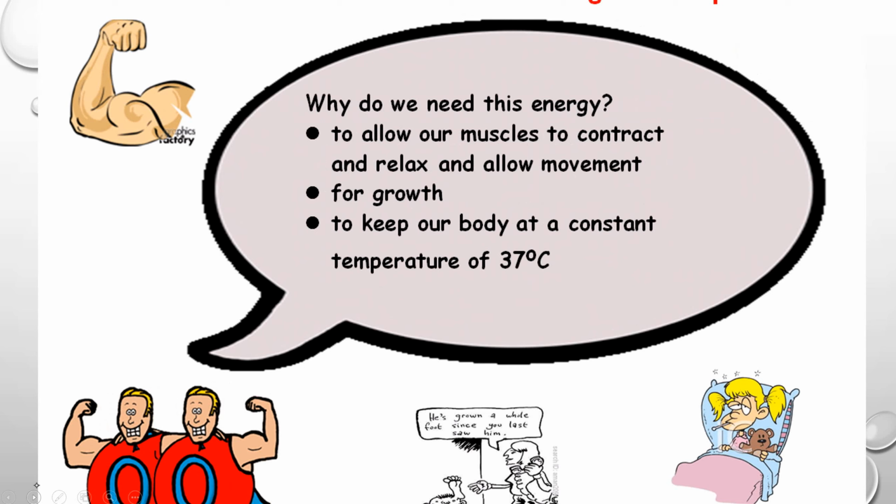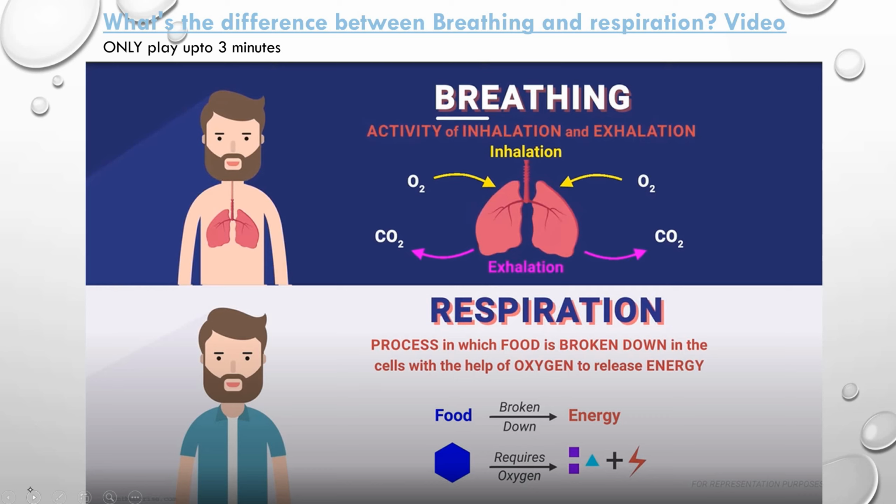So why do we need this energy? Well, it helps us to allow our muscles to contract and relax and allow movement of our limbs and parts of our body. We also need energy to help us with growth, and we need energy to keep our body at a constant temperature of 37 degrees Celsius to maintain body temperature.